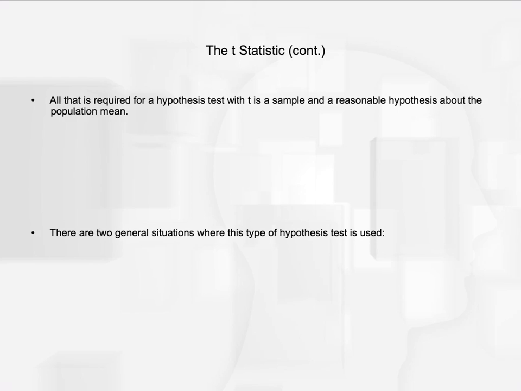So with the t-test, to do a hypothesis test with t, you have a sample, you have a reasonable hypothesis about the population mean, and you learned how to specify null and alternative hypotheses in the previous chapter. The problem will give you the sample standard deviation. The problem will not be giving you sigma. Sigma is what you use for a z-test. It's when you know the population standard deviation.